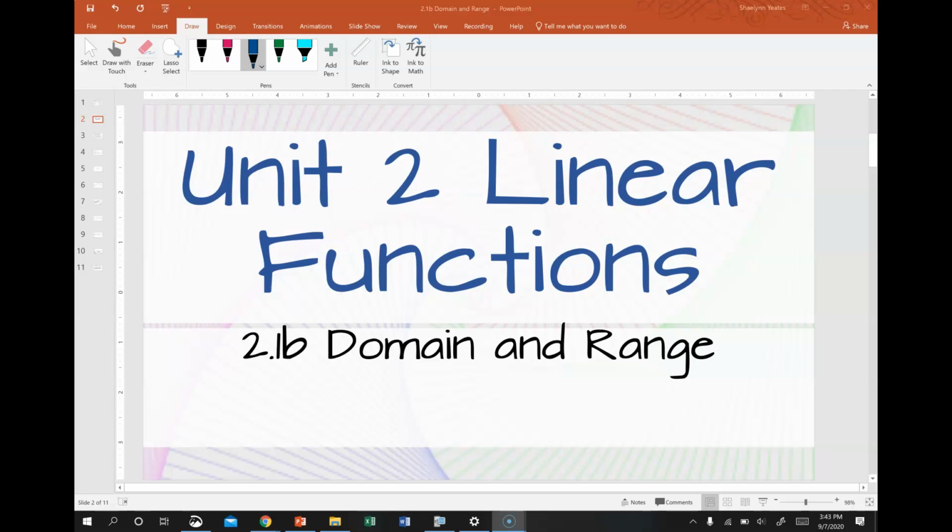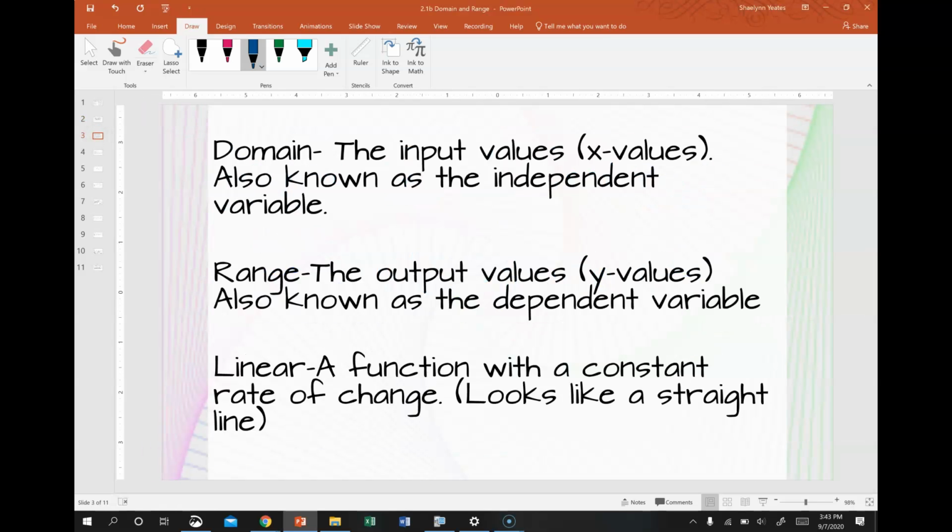Alright, so last time we talked about how to identify a function. This time we're going to talk about domain and range of functions. So the domain, that word right there, is the input values, usually known as the x values. They're also known as the independent variable. They're the thing that you plug into the equation.